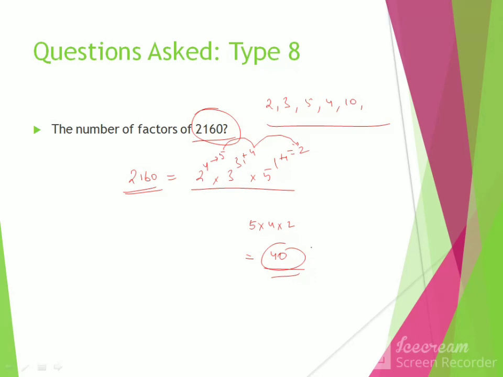So you will get 40 factors. Listing out the 40 factors is not easy. We need to go with this multiplication method. If a number is represented as a product of primes in powers, then the number of factors will be: just add 1 to each power and multiply them. You will get the total number of factors.